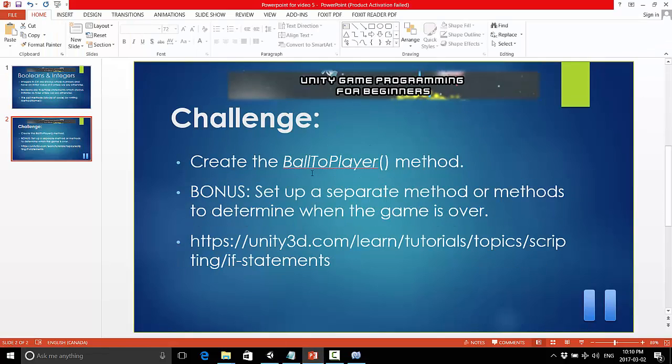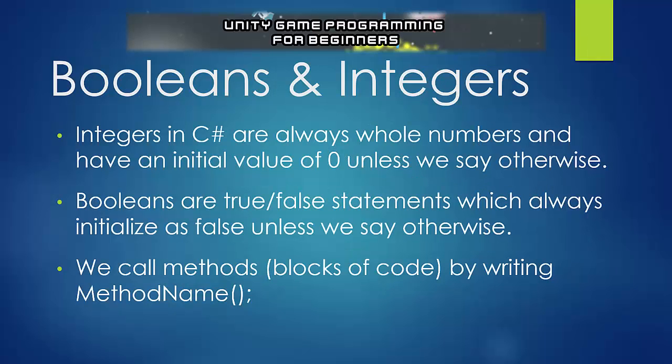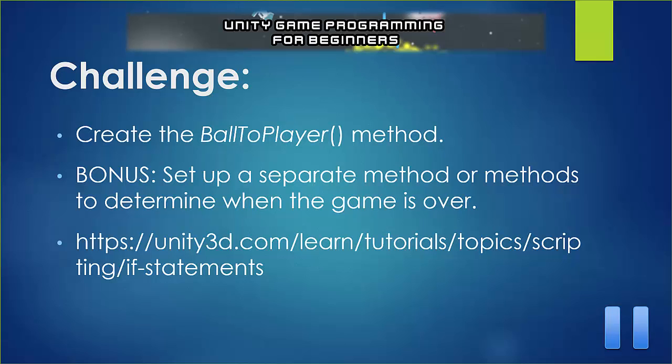Okay, so I'll tell you guys what, I'm going to do a bit of a challenge here. I'm going to ask you to go ahead and write that ball to player method yourself. So go ahead and give that a shot. And as a bonus, if you can figure out how, set up a separate method or several methods to determine when the game is actually over. As a hint, you can use some more if statements to do this. I'm going to put that link in the video description, but there's some additional documents on using if statements if you need extra help with those. So pause the video and give that a shot.